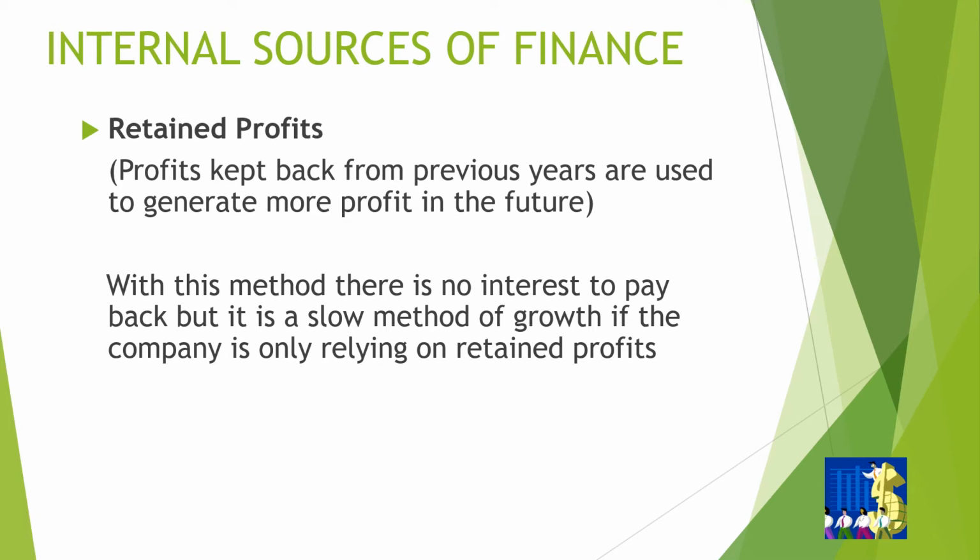So let's have a wee quick look then at internal sources of finance. These are retained profits, and these are profits that are kept back from previous years, and they're used to generate more profit in the future. So what happens here is organisations will, if they make a profit at the end of the year, some of that profit will be shared out among the shareholders in the form of dividends, and some will be kept and reinvested in the business, and that's the money that the business can use to carry out activities, anything it wants to do.